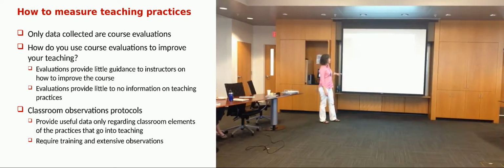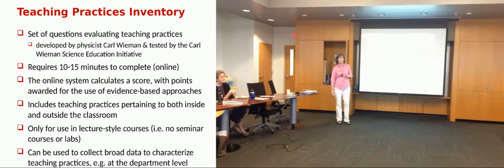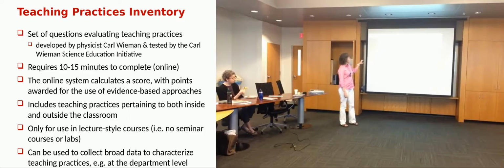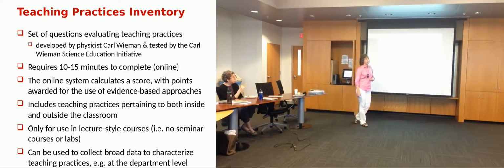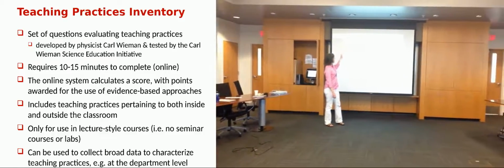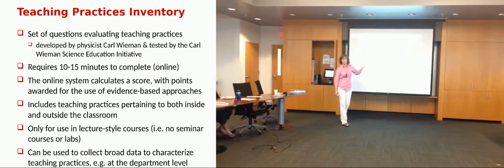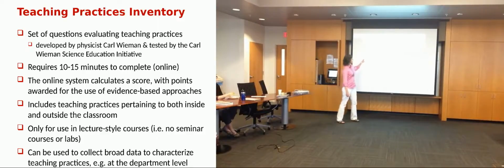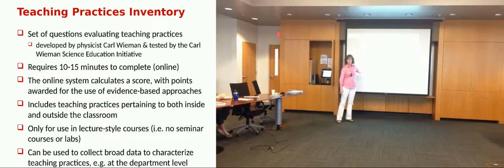And so what we learned about at this conference was what's called the Teaching Practices Inventory. And this is a set of questions available online that evaluate teaching practices. And they were developed by a physicist named Carl Wieman. And he won the Nobel Prize in physics a number of years ago, but has really shifted his focus away from physics research to science teaching and science teaching research. And he developed this teaching practices inventory at a center at the University of British Columbia that's named for him, the Carl Wieman Science Education Initiative.